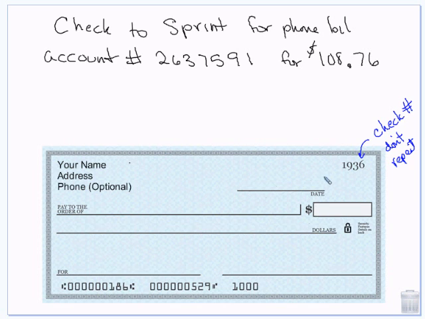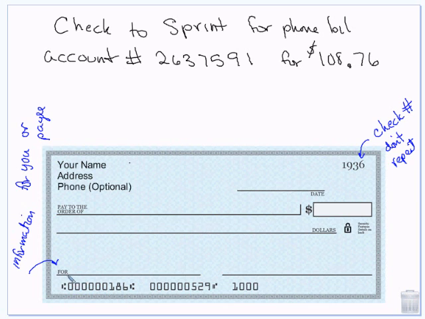Okay, in this area, you always insert the date. This is the line where you put who the check is paid to. Here's the dollar and change in numbers. This is the dollar and change in words. This is the memo line, the 4 line. This is information either for you or the payee.